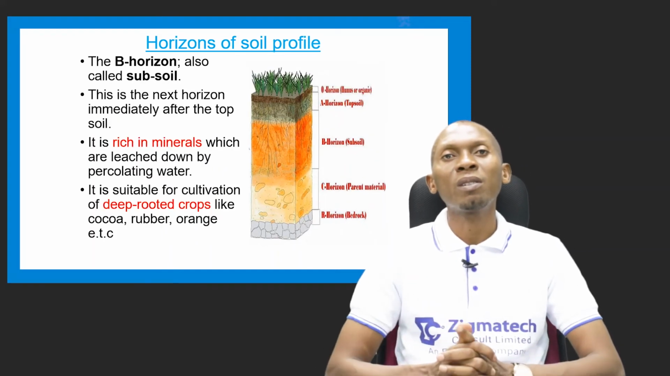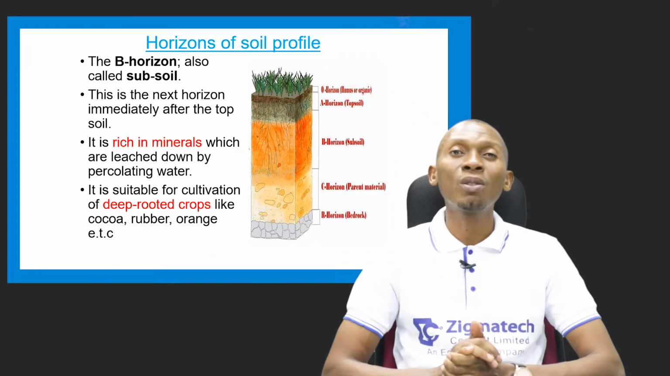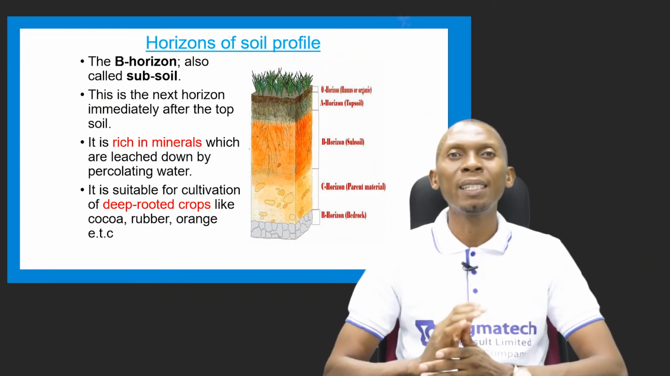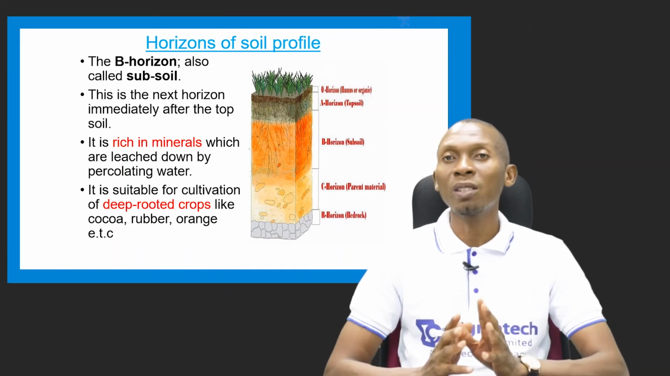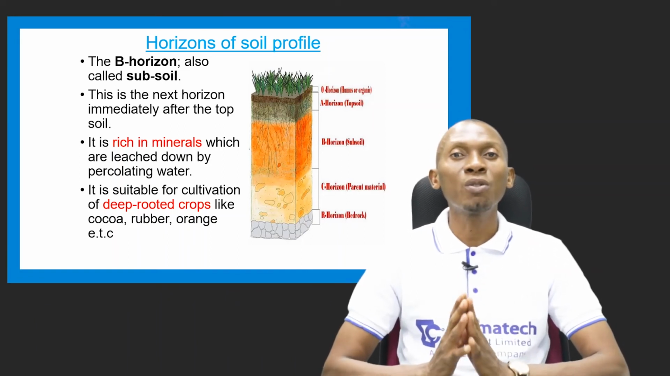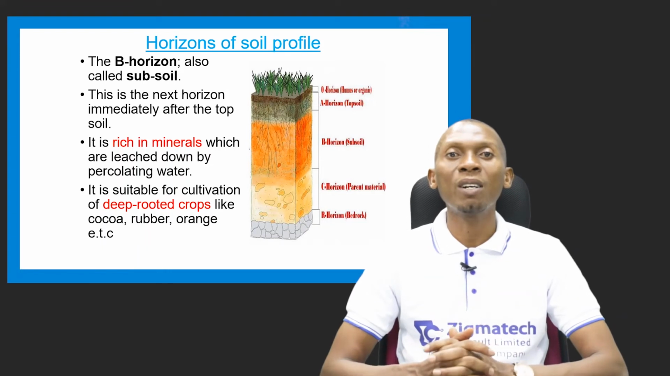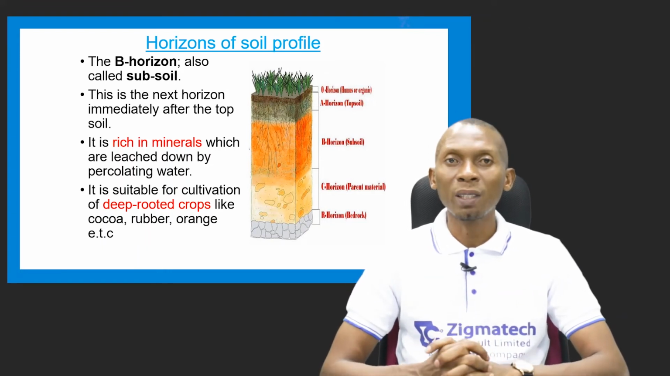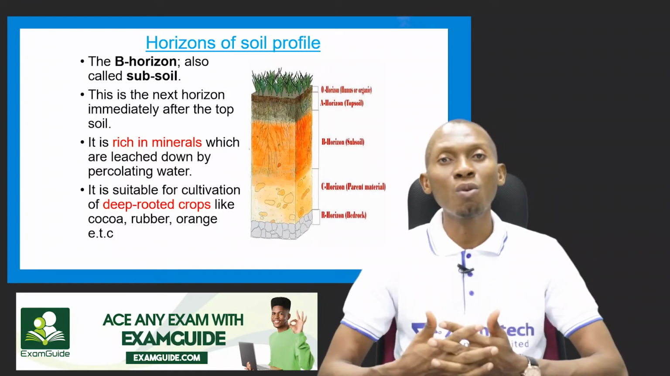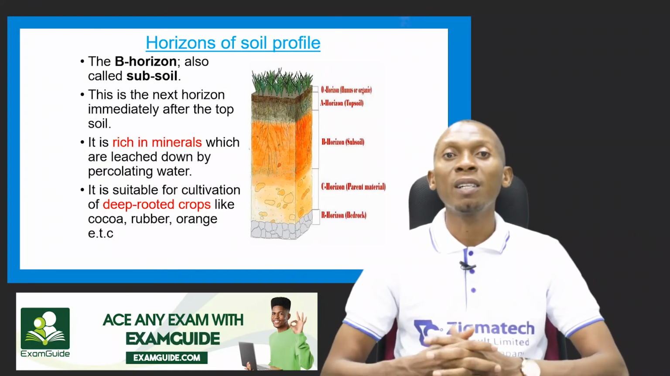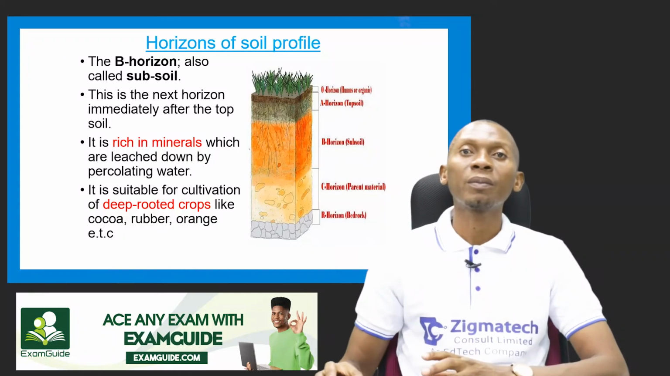While the B horizon is also known as the subsoil, and is the next horizon after the A horizon, which contains the topsoil. It's also rich in minerals which are leached down by percolating water, and is suitable for deep-rooted crops like cocoa, rubber, orange, tree crops as well.